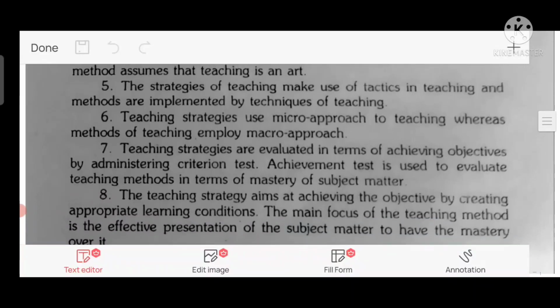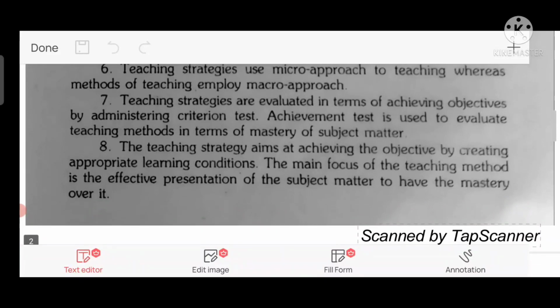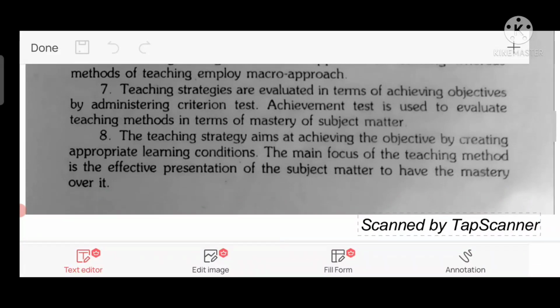Point number 6, teaching strategies use a micro approach to teaching, whereas methods of teaching employ a macro approach. Point number 7, teaching strategies are evaluated in terms of achieving objectives by administering a criterion test. An achievement test is used to evaluate teaching methods in terms of mastery of subject matter, means command of content.